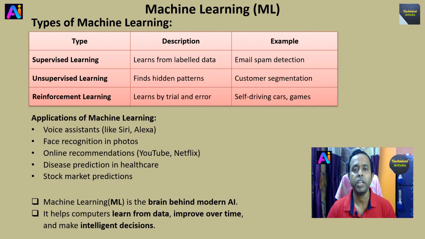When it makes a good prediction, it gets a reward. If it is not a good prediction, it is given a punishment. So in that way it will learn more. So self-taught is the key for reinforcement learning. Examples are self-driving cars and games.